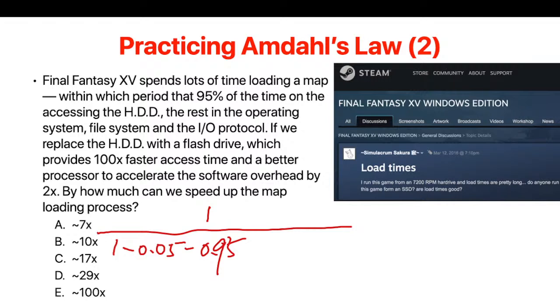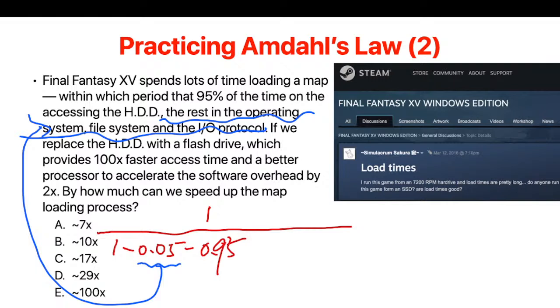Why put these two numbers? Because we want to justify that there does not exist any other part. But why is it 0.05? Because that's 5% of the time, calculated from 1 minus 0.95. It represents that 5% of the time is in the software overhead, so it's actually the operating system. And how about this 95%? I think from the sentence, 95% of the time is accessing the HDD. Okay, so now what's next?